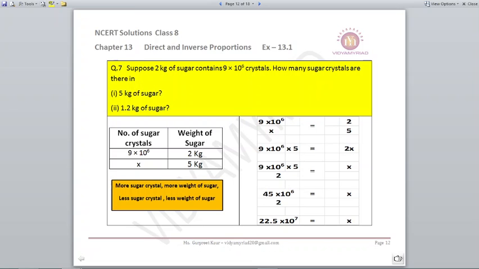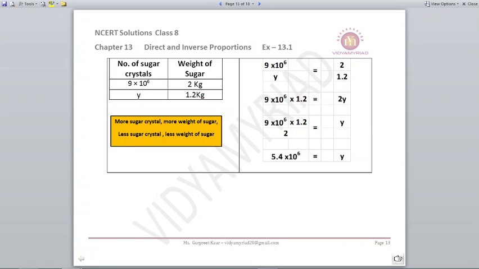So with that also you can get an idea whether your answer is coming right or wrong, because here the weight is increasing. So that means sugar crystals will also increase. In the second case, we are given the weight of the sugar 1.2 kg. That means it is getting reduced from 2 to 1.2. So that means number of sugar crystal will also get decreased. So just cross multiply. After cancelling and getting it to the lowest term, you will get your y as 5.4 into 10 raised to power 6, which is less than 9 into 10 raised to power 6.